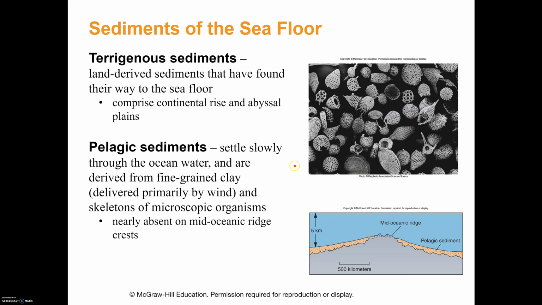All right, so heterogeneous sediments are sediments that are derived from land that end up on the ocean floor. They're basically found along the continental rise and the abyssal plains. And then pelagic sediments settle slowly through the ocean water and are derived from very, very fine clay and delivered primarily by wind because it's so fine and it's able to get out into those deeper oceans.